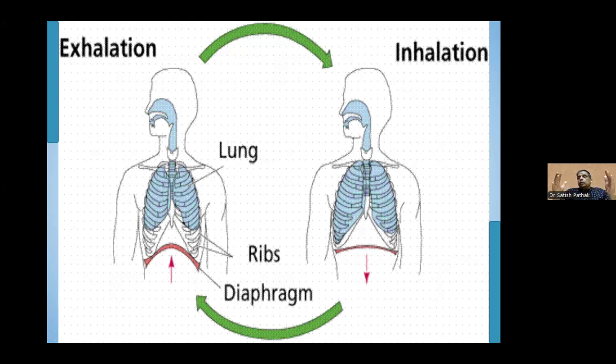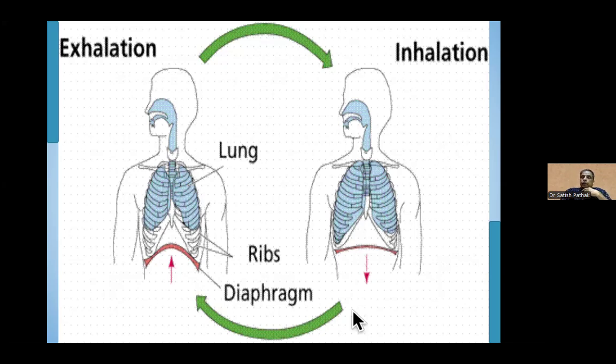When it expands, what will happen? The lung size has increased, but the air content is the same. So the air will spread out. Now, when the air spreads out, what happens? The pressure of air inside the lung will reduce. And what is the principle of the movement of air? Air always moves from high pressure to low pressure.